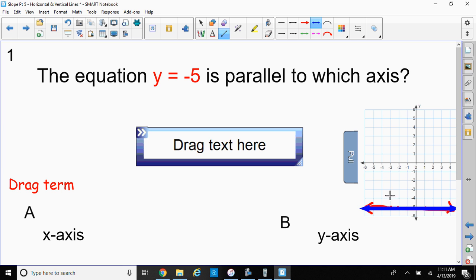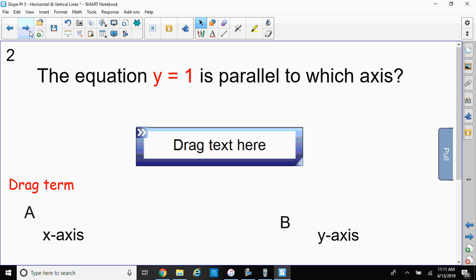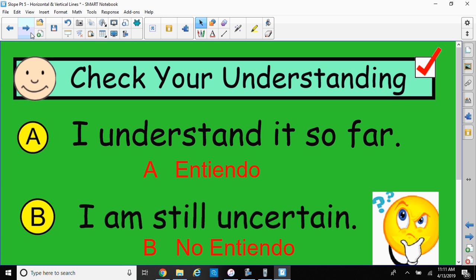So they want to know which axis the equation is parallel to. Well, the y-axis goes straight up and down vertically, and this is parallel to the x-axis. So I'm going to say A, x-axis. And I'm correct. Very good, Dr. Rob. Okay, let's see what's one for you. So you try that one. See which axis that is parallel to. Hopefully you'll get it. Check your understanding. If you're uncertain, watch the video again and write down your questions and bring them in.